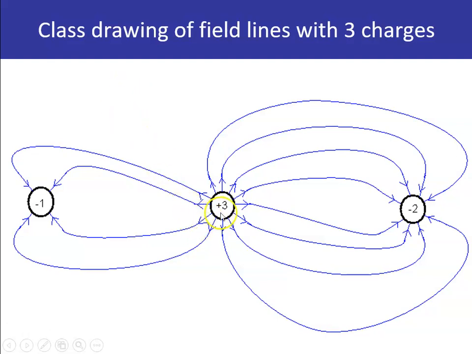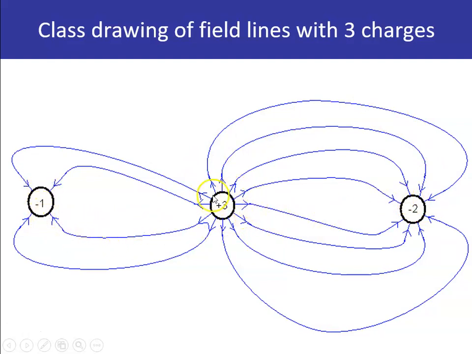But in this case, notice that we have 12 field lines coming out of the +3 charge, 4 field lines going into the -1 charge, and 8 field lines going into the -2 charge. Well, that makes sense. The total charge that you see on the screen here is 0, which means that every field line that comes from positive must go into a negative.